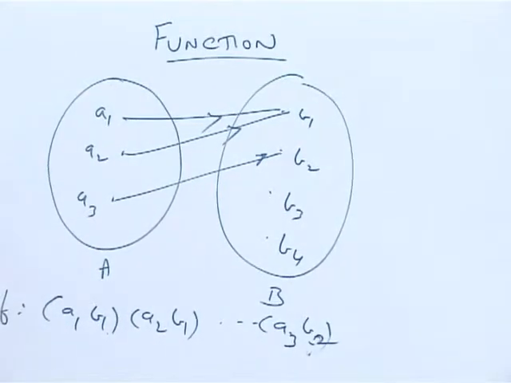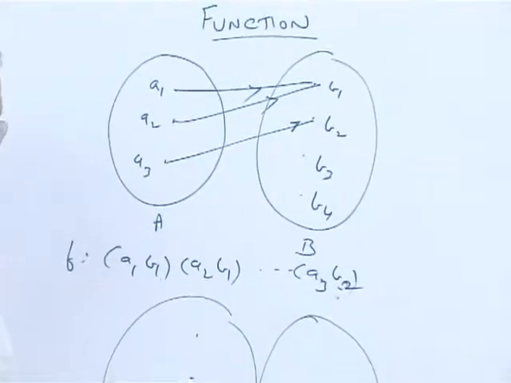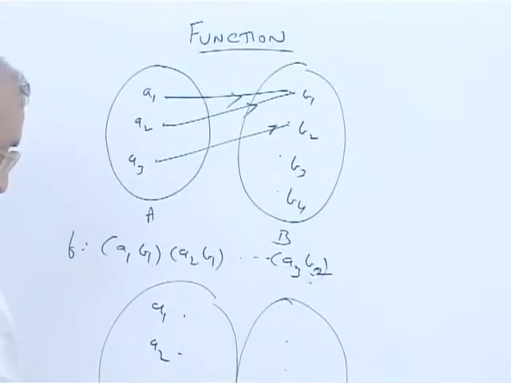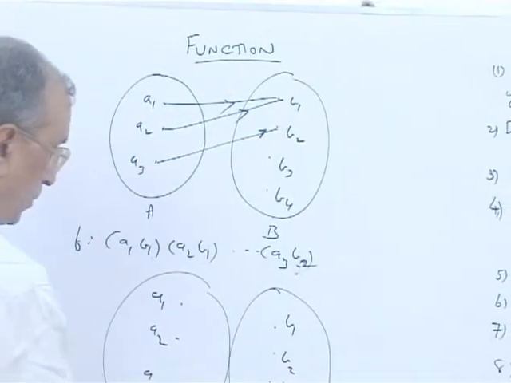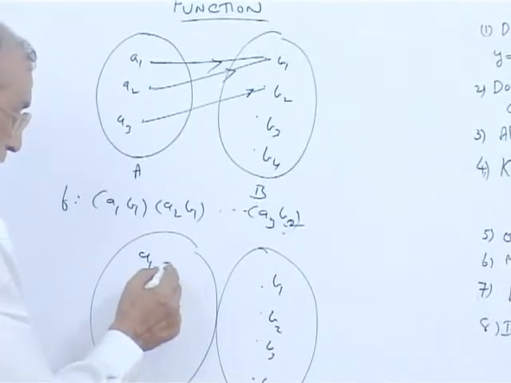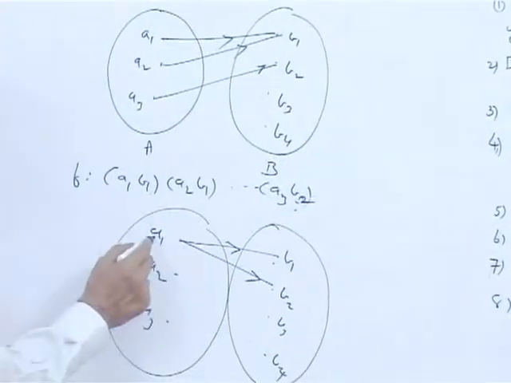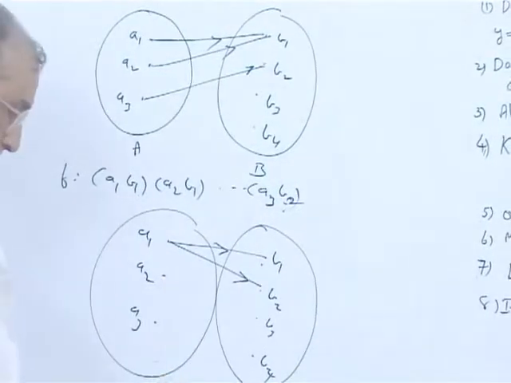But let's consider this mapping. A1, A2, A3, B1, B2, B3, B4. Now I find A1 is mapped to B1 as well as A1 is mapped to B2. The first element A1 has got no unique image, hence this is not a function.